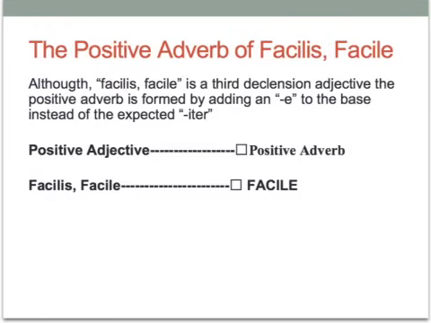So the adverbs for these six form regularly, except for facilis. So the positive adjective, facilis, facile, you'd expect it to have a positive adverb of faciliter, but in this case, it's just facile. That is irregular for facilis, facile only. All the other adjectives in this group will be normal. So dissimiliter, humiliter, and graciliter will all have the -iter ending.